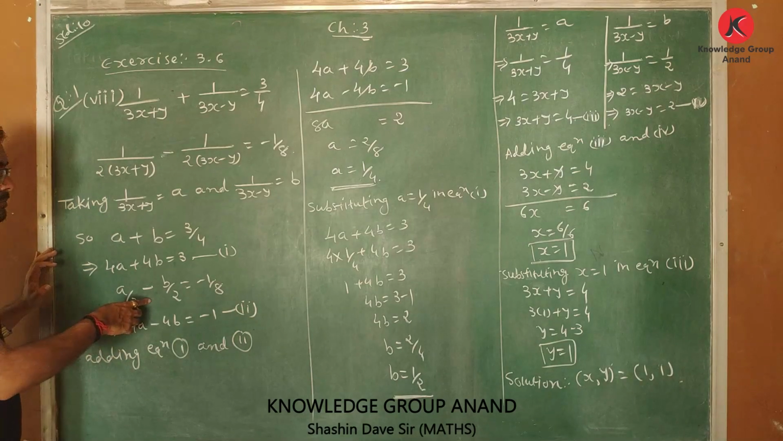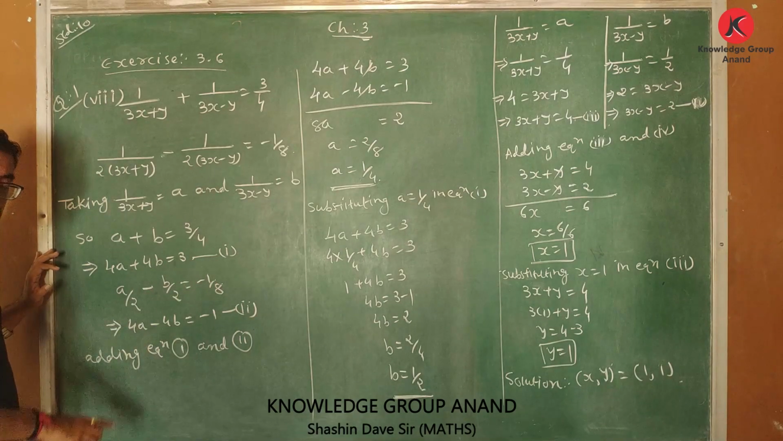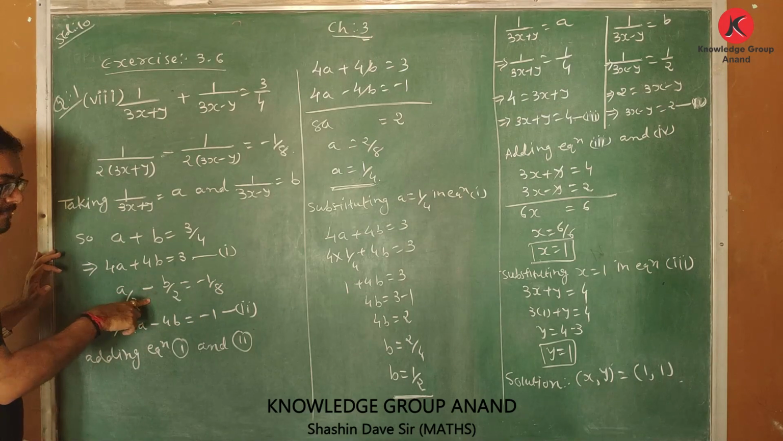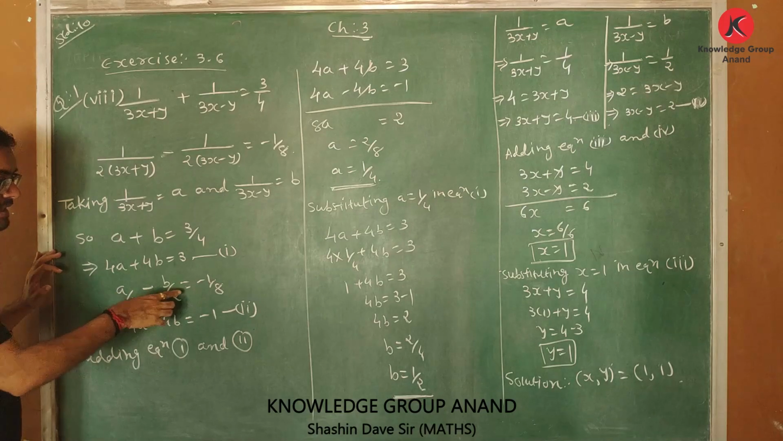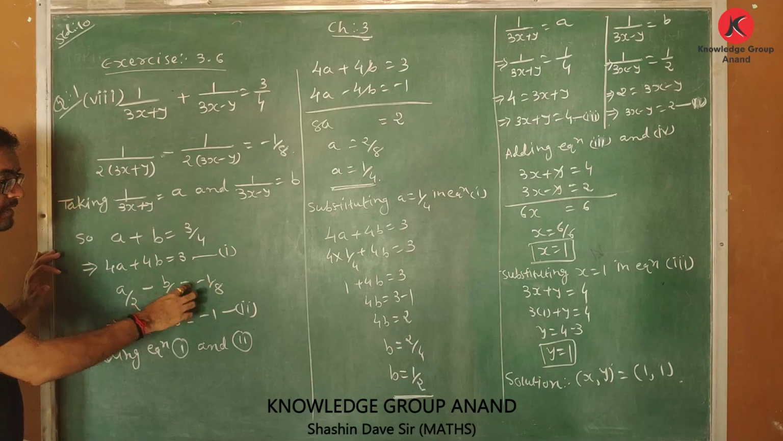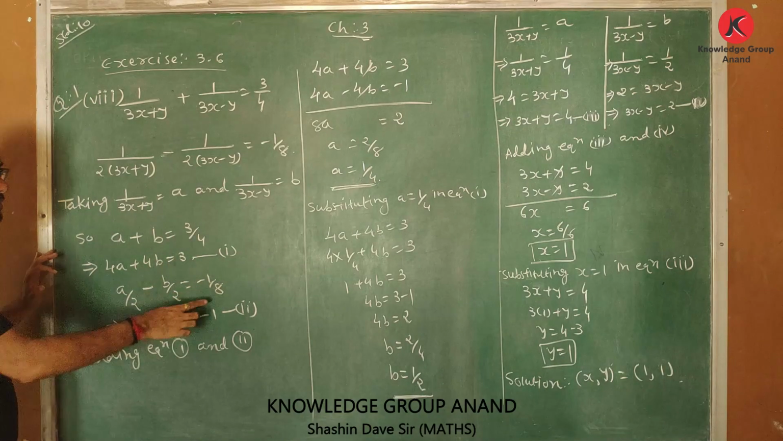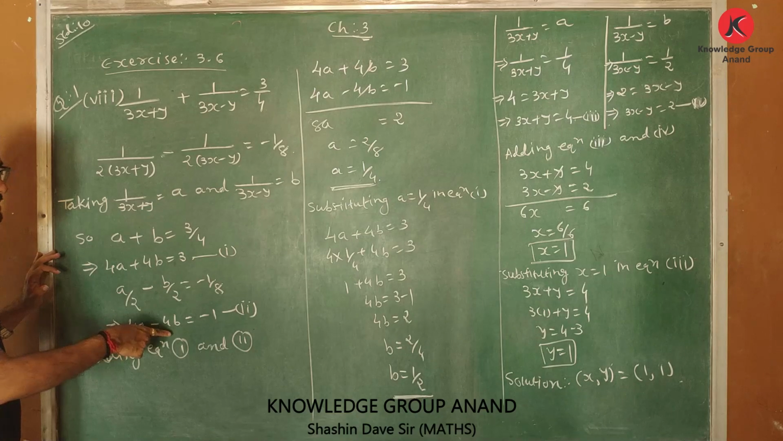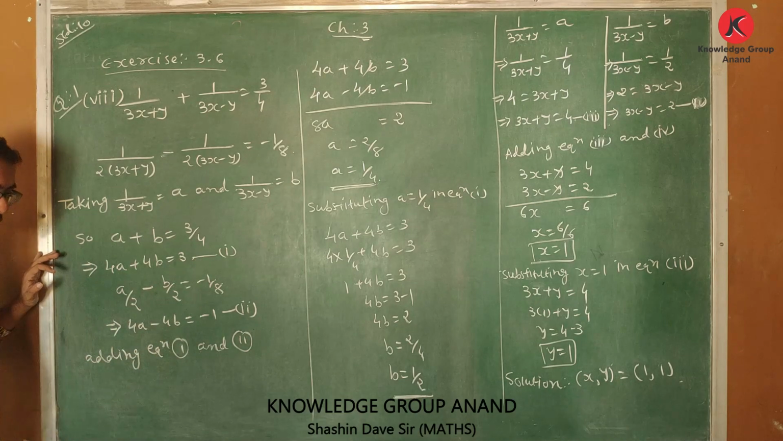Now you can multiply all the terms with 2. So when you multiply all terms with 2, you will have a minus b is equal to minus 1 upon 4, because I multiplied with 2. So what I will do, I will take 4 again on this side, and so the equation will become 4a minus 4b is equal to minus 1.